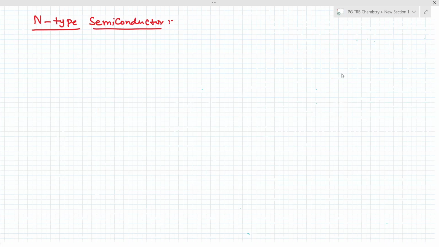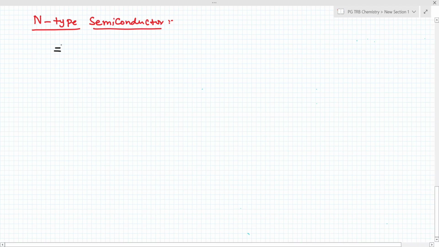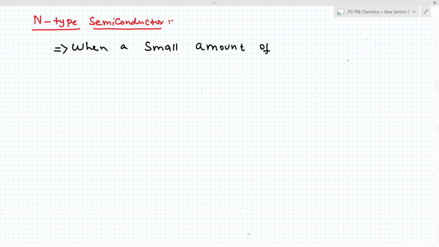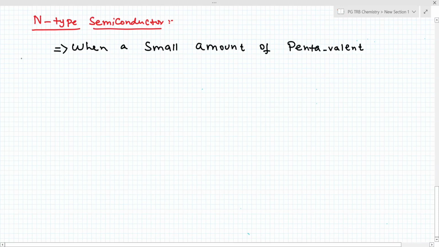Let me say it: what is an N-type semiconductor? One example: silicon, germanium. Good. When a small amount of pentavalent impurity, very simple, pentavalent impurity is added to a pure semiconductor.